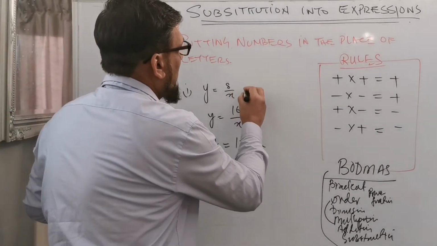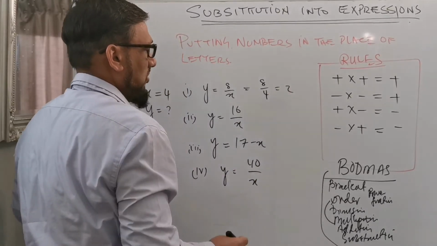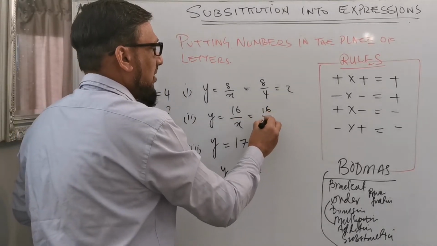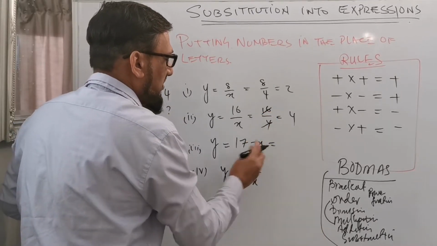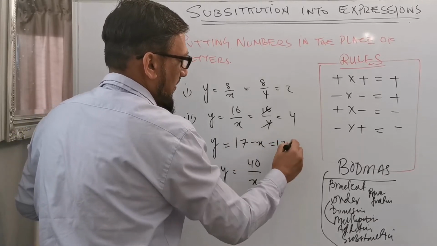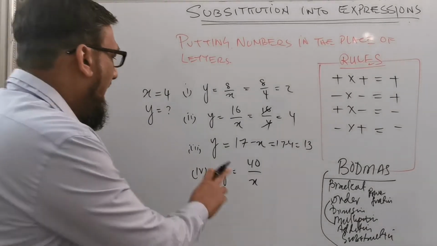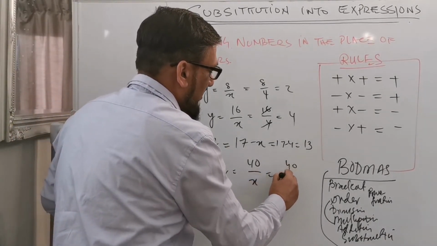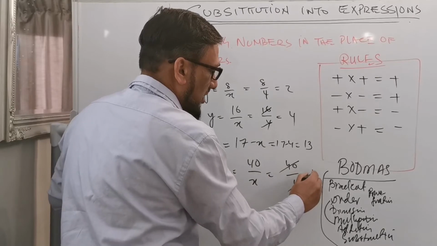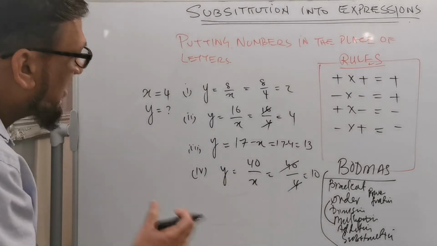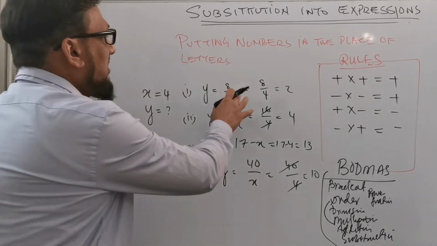x is 4, so 8 divided by 4, the answer will be 2. The same, 16 divided by 4, the answer is very simple, 4. 17 take away 4, the answer is 13. And 40 divided by the value of x, which is 4. So we are substituting the value given in the question into the expression.